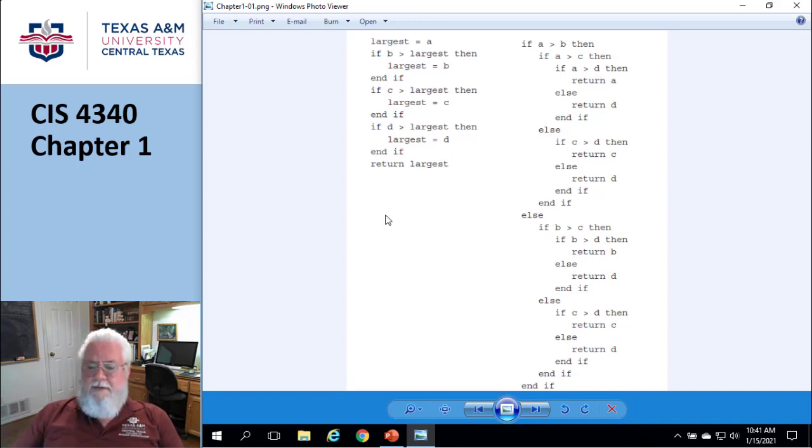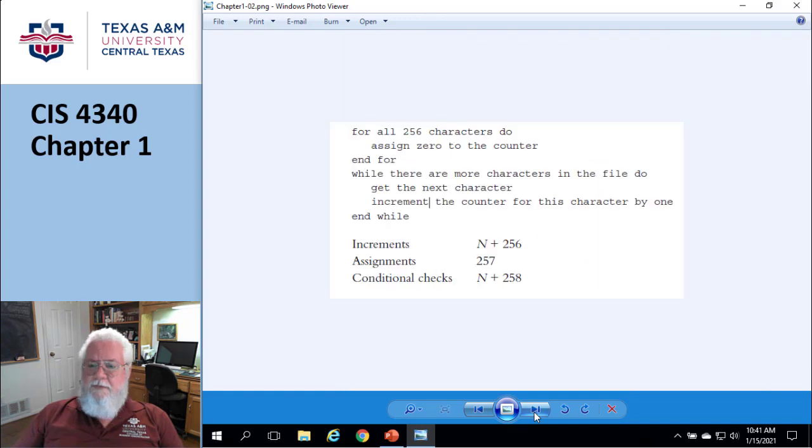Okay, there's another example coming up on page 3 and 4. And this one is about reading a file of some sort, where I start off by zeroing out an array. I have some sort of an array of 256 characters, and I assign 0 to all those guys. And then while I'm reading a file, I get the character and then increment its count. So this is going to count the number of A's, the number of B's, the number of C's. That's all it does.